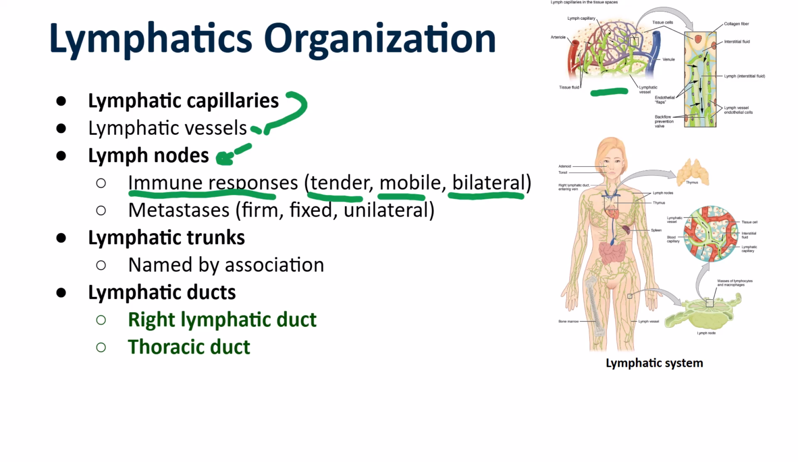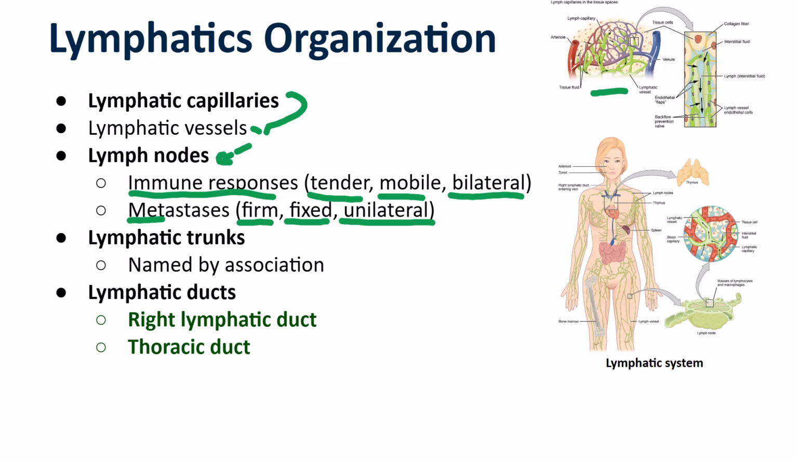Metastases may also be found within lymph nodes. In particular, carcinomas or cancers from epithelial tissues may move or spread lymphogenously through the lymphatic system, in which case, as mets appear within a lymph node, that lymph node tends to be more firm and fixed, so it's not very mobile or squishy under the skin, and typically it only presents unilaterally on one side of the body.